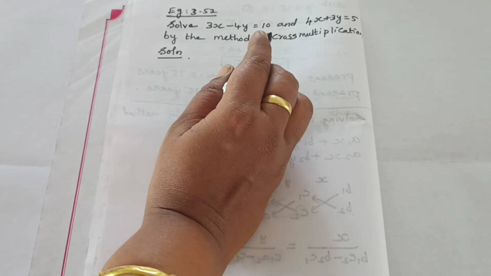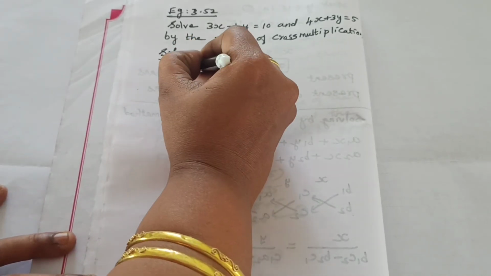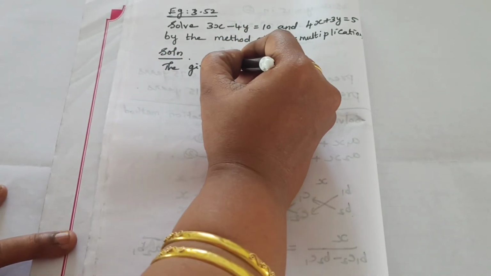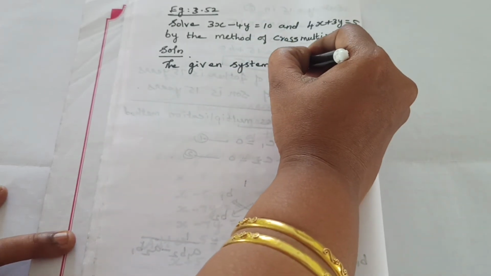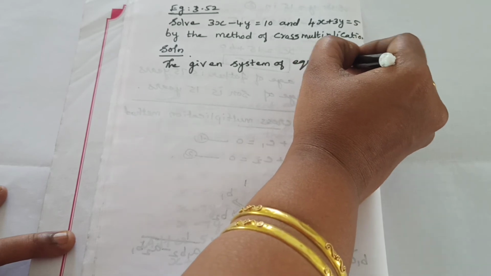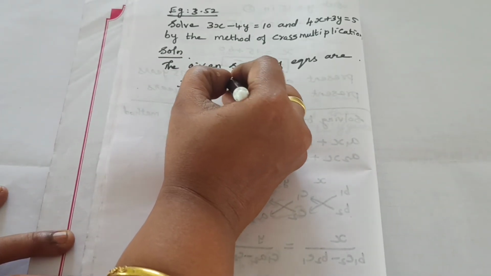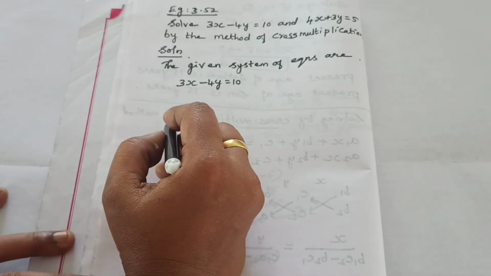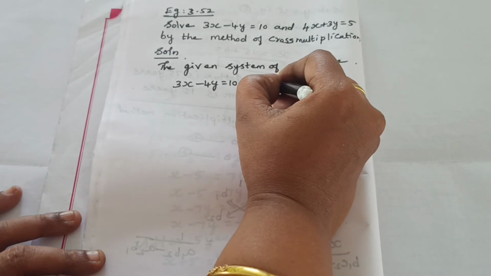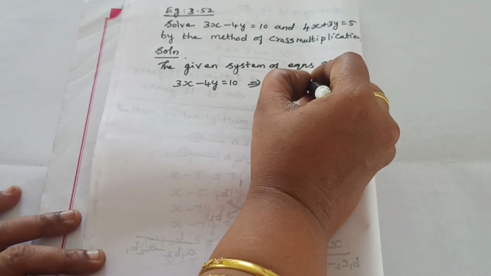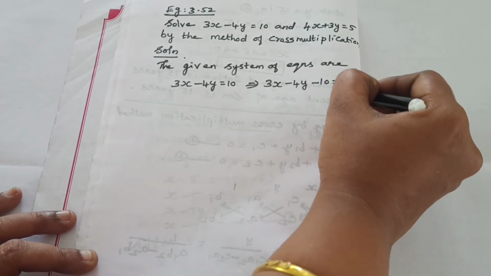Okay, first we have to write the given system of equations. The first equation is 3x minus 4y is equal to 10. For the cross multiplication method, we have to bring the constant term to the left-hand side. So 3x minus 4y minus 10 equal to 0. That is equation number 1.